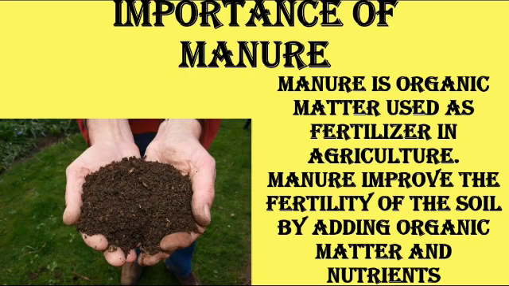Now, you know no crop can be grown without manure and fertilizer. So manure is a very important part of agriculture. Manure is important for healthy growth of plants. Manure is organic matter used as fertilizer in agriculture. Manure improves the fertility of the soil by adding organic matter and nutrients. Now the main question arises, from where can we get the manure?